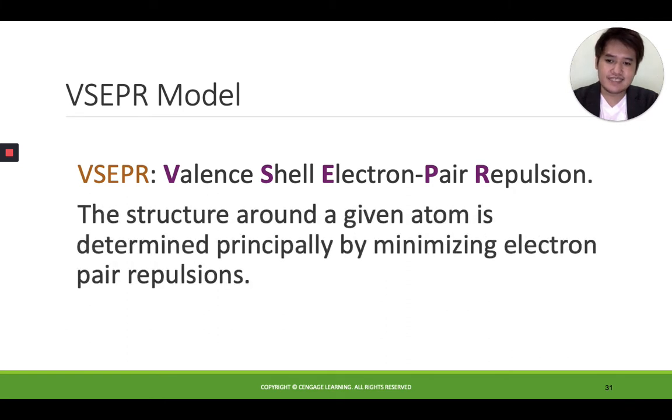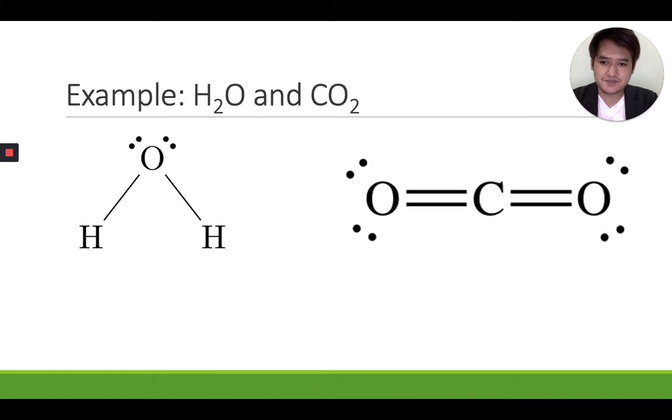It says that the structure around a given central atom is determined principally by minimizing electron pair repulsions. So the important thing mentioned here is that electron pairs repel each other, and that the arrangement of electrons in a particular molecule will be such that the electron pair repulsion will be minimized, since like charges tend to repel each other.